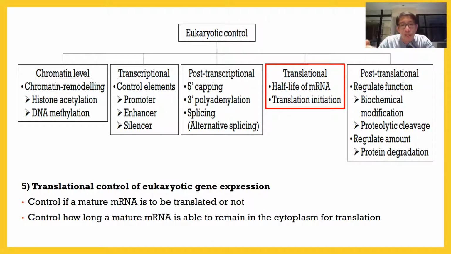Okay, so the translational control would control whether this mature mRNA gets translated or not, because it's not like once the mature mRNA reaches the cytoplasm, then straight away it will be translated. There's some form of control there to decide whether the mature mRNA actually gets translated and when it gets translated. Translational control would also control how many times translation can occur for one molecule of mature mRNA, by determining how long this mature mRNA remains in the cytoplasm before it gets degraded.